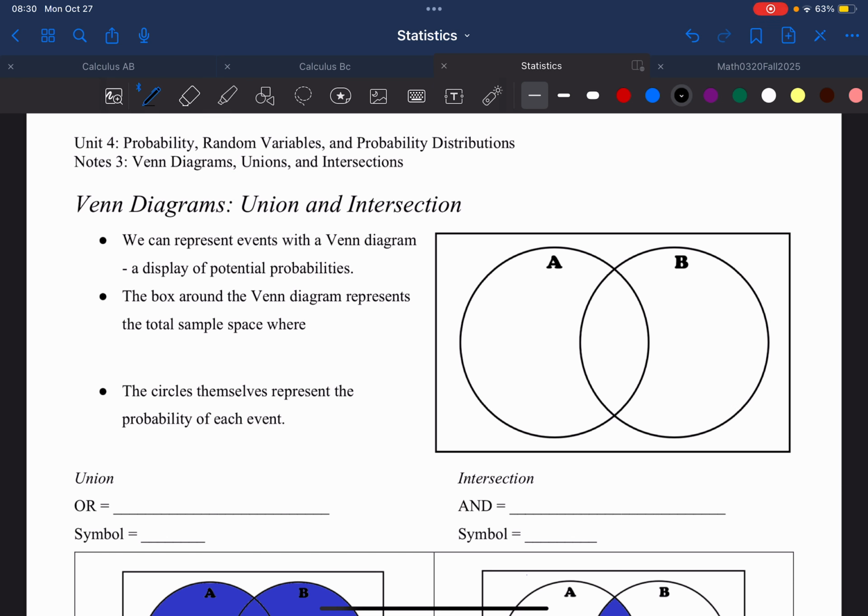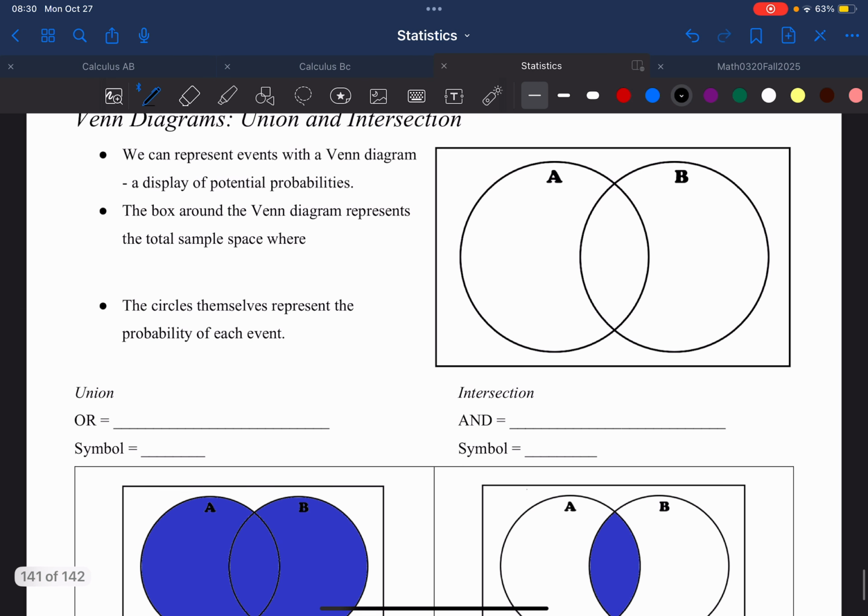Okay, notes 3, Venn diagrams, unions, and intersections. Venn diagrams, it says we can represent events with a Venn diagram, which is a display of potential probabilities. The box around the Venn diagram represents the total sample space, where the probability of the entire sample is equal to 1.